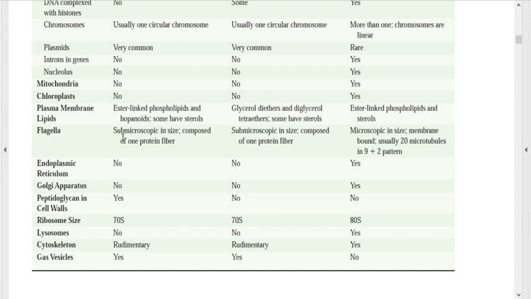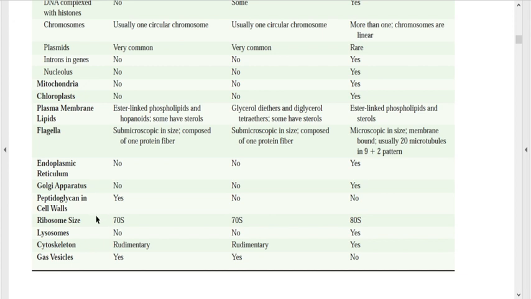Regarding the flagella, mostly in bacteria and archaea, the flagella are submicroscopic in size and composed of only one protein fiber. But in eukaryotes, they are microscopic in size, and each flagellum is made up of 20 microtubules in a 9+2 pattern. Next, peptidoglycan is present only in the cell wall of bacteria. It is absent in archaea, and at the same time it is absent in eukaryotes.